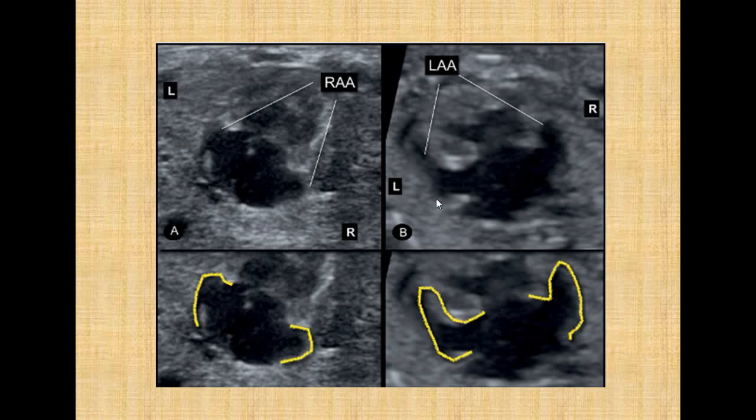And this is the morphology of atrial appendages. The right atrial appendage, like in our case, is broad and pyramidal in shape, while the left atrial appendage is finger-like. So our case is right isomerism.